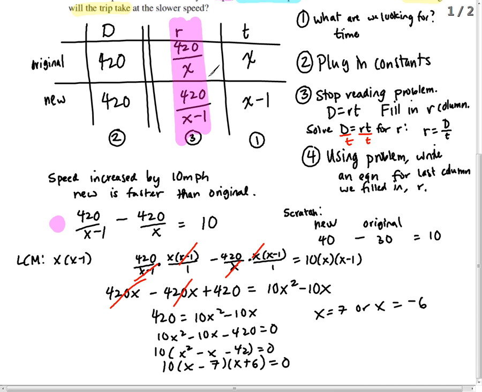I cannot have a negative, sorry, looking for time. x was time. Cannot have a negative time. So the original x is 7 hours. So the original time is 7 hours. And the faster time, or the new time, is 7 minus 1, or 6 hours.